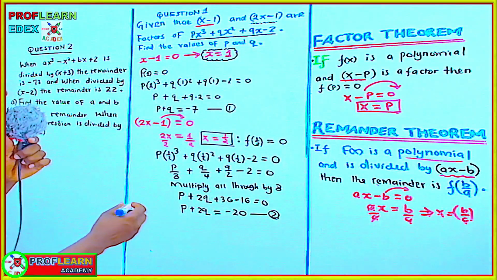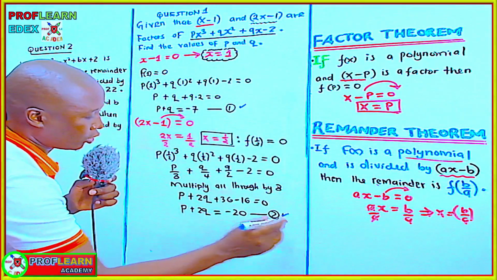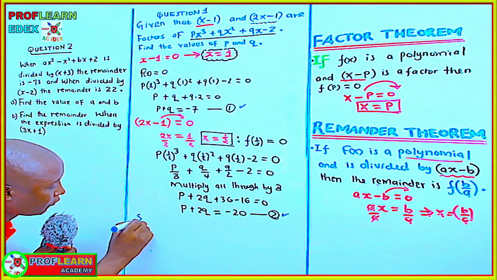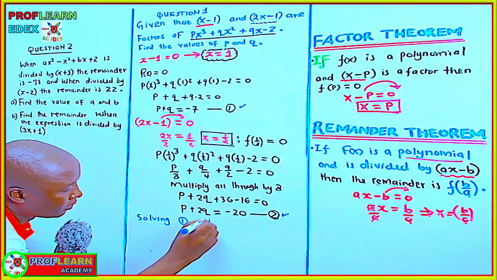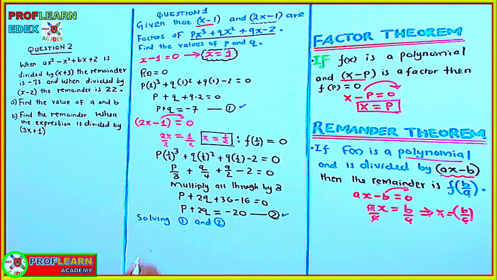Now, once we have formed this equation 1 and 2, we can solve the two equations. Now we can say solving 1 and 2. And of course, in order to solve this, we are going to say the first equation is p plus q equals negative 7. The second equation is p plus 2q is equal to negative 20.